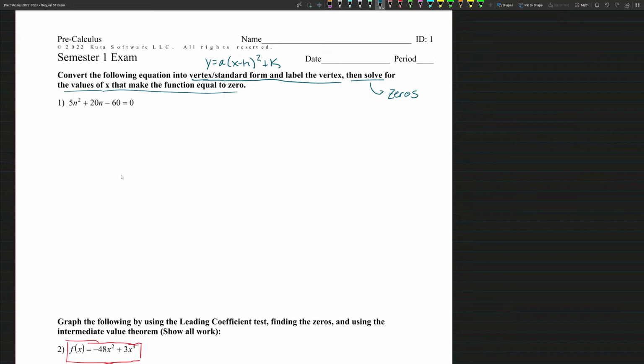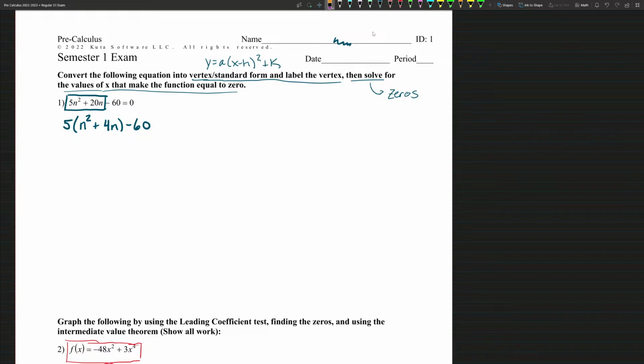All right, so for vertex form, we're going to focus on these two terms right here. What we need to do is factor the 5 out of both of those. So we factor the leading coefficient out of both of those, and we're left with n squared plus 4n. And then there's the minus 60 still out there. We're going to ignore that equals 0 for a minute.